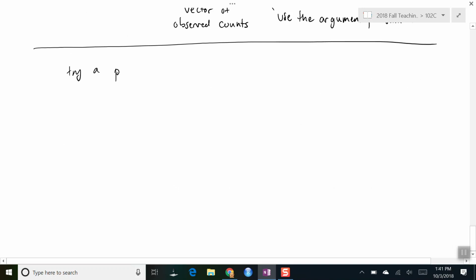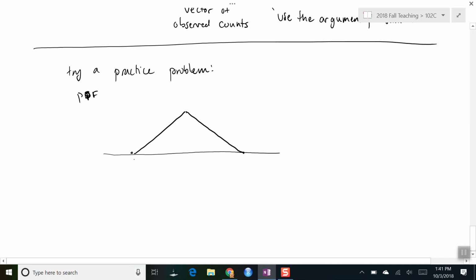random generating functions, but we want to be able to generate other types of stuff. Okay, so this is not in the homework, but try a practice problem.